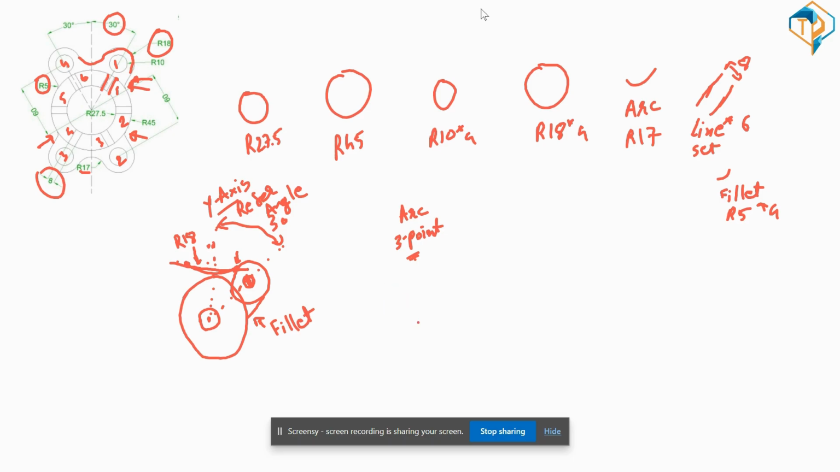So how will the drawing look after this command? The circle of R27.5, the circle of R45, the circle of R10, the circle of R18 with the center line. Then here there is the one curve of R17. Sorry, this is R17. And here one line filleted.